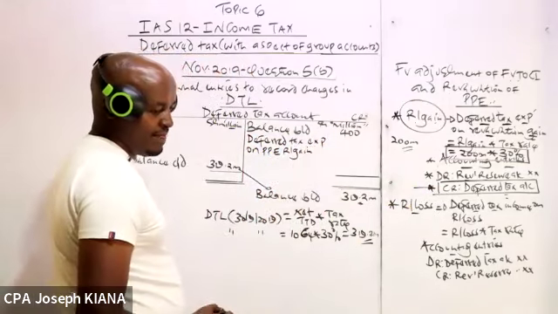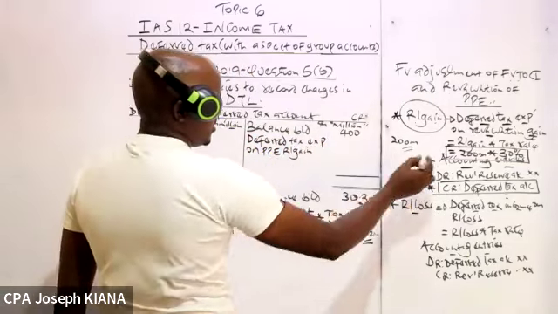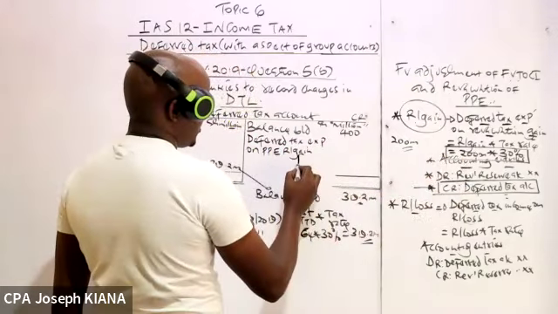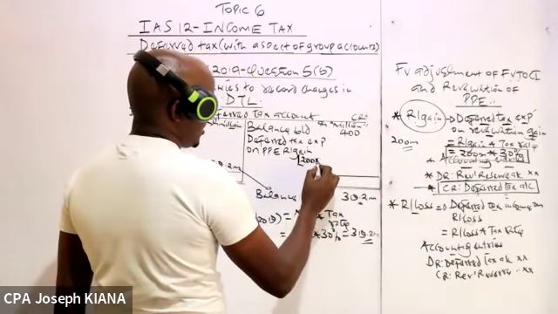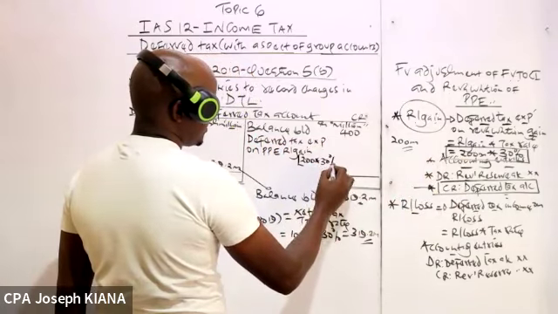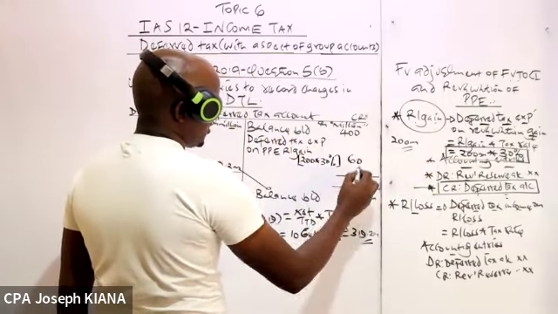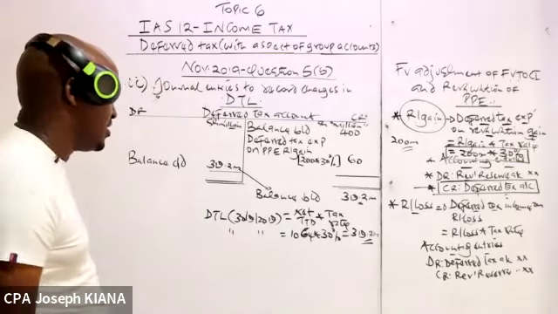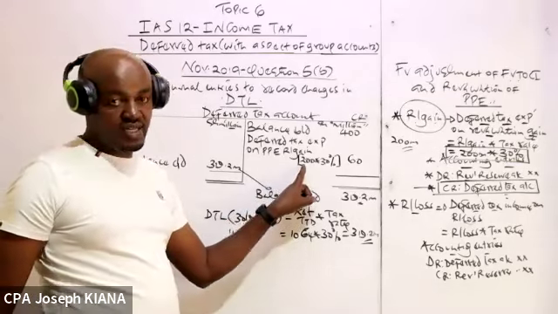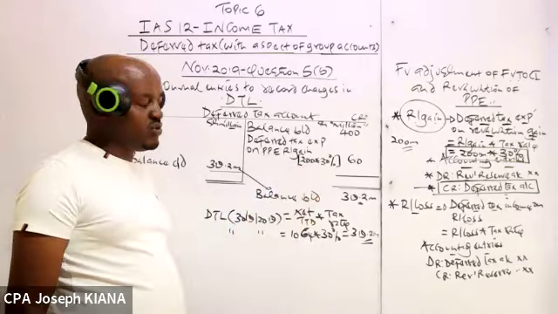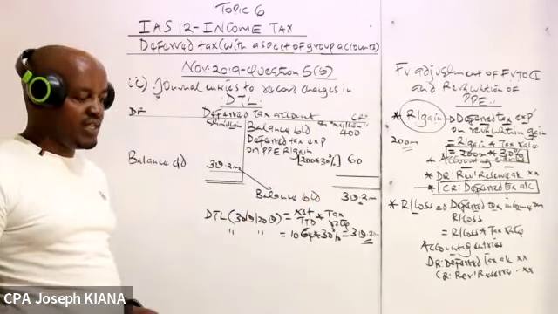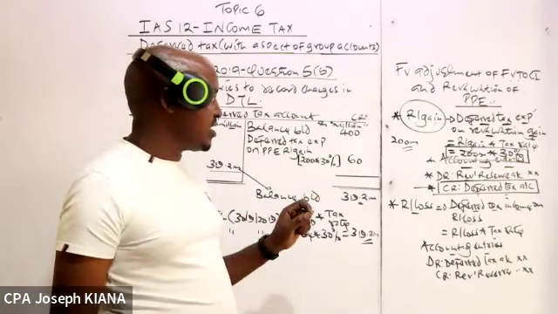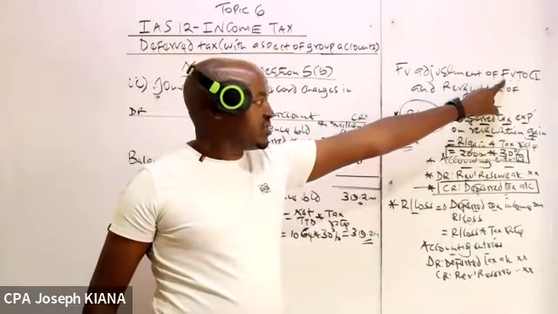revaluation gain. How do we compute this one? I've said to compute this one, we take 200 times 30%, which automatically gives us what? 60. So that one is supposed to be credited in this account. It's supposed to be credited in this what? Account.